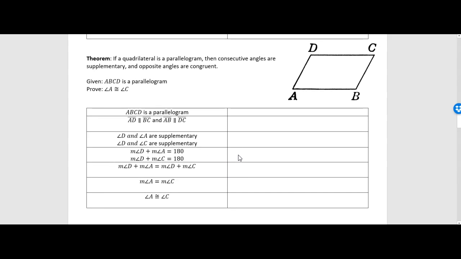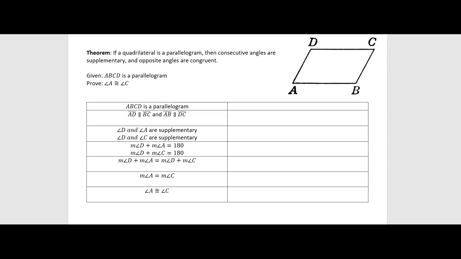Okay. This new theorem is if a quadrilateral is a parallelogram, then consecutive angles are supplementary and opposite angles are congruent. So we're actually going to knock out two properties in one proof. We're given that ABCD is a parallelogram, and our final thing we're going to prove is that angle A is congruent to angle C.